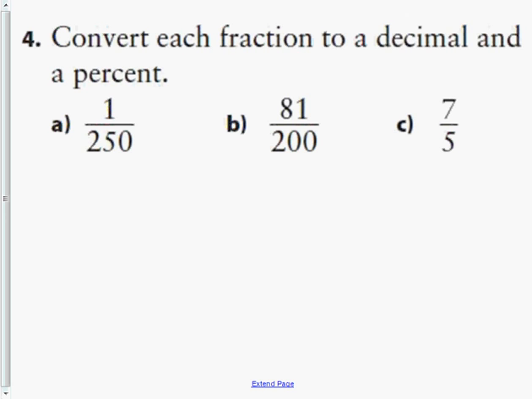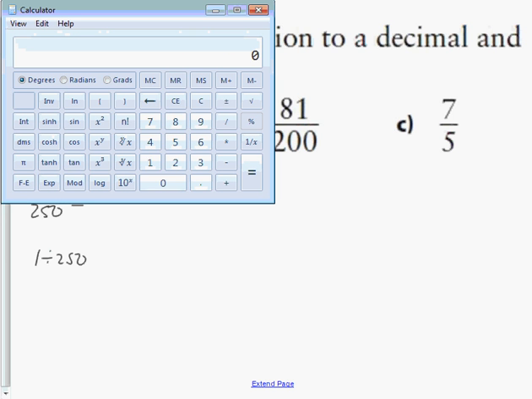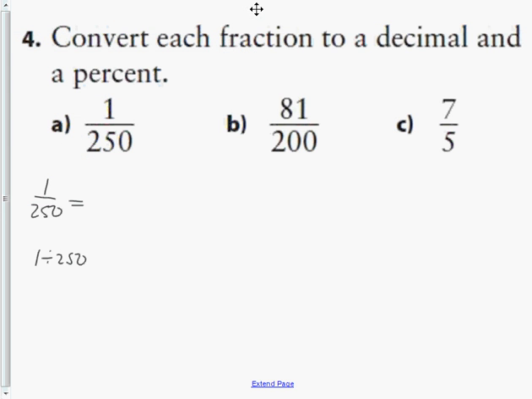Question 4, you're given a fraction, in this case 3 of them, and you're asked to make a decimal and a percent from it. So the first one, well, obviously if you're given any fraction and you're given a calculator, the first thing you're going to do is go 1 divided by 250 and get your calculator to do the thinking for you. So I got 1 divided by 250 equals 0.004. So that's your answer for that.